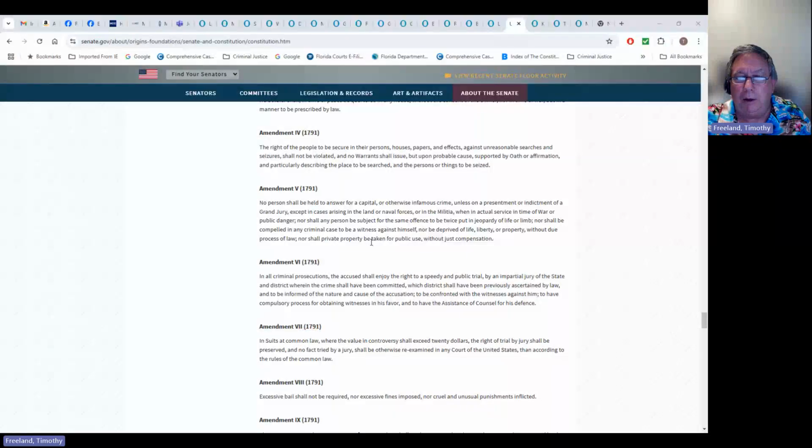So the next right that the Fifth Amendment grants is one that you're probably a lot more familiar with, which is: nor shall any person be subject for the same offense to be twice put in jeopardy of life or limb. So this is the double jeopardy clause here.